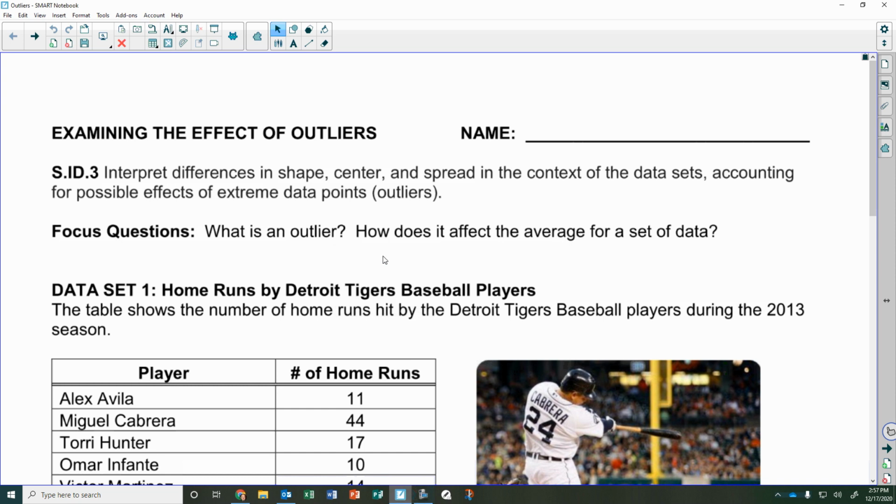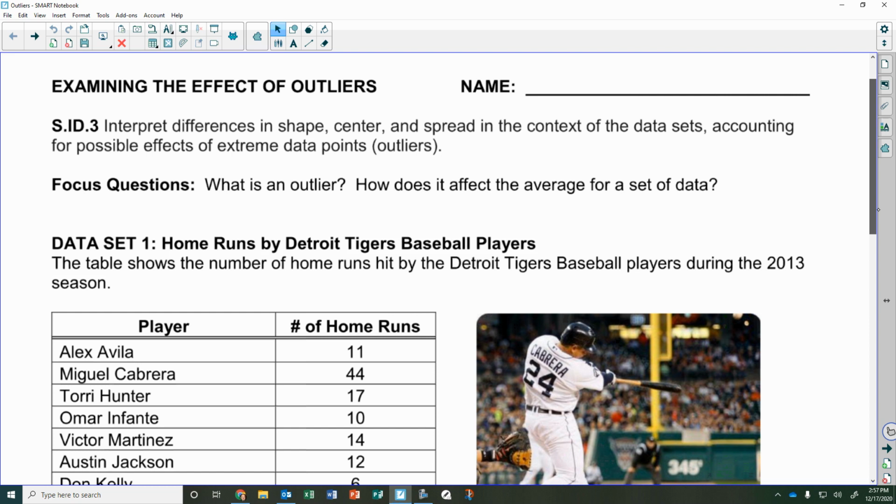All right, well, today we get into examining the effects of outliers. So we're going to use a couple baseball examples here to do that. All right. So the focus today is: what is an outlier and how does it affect the average for a set of data?